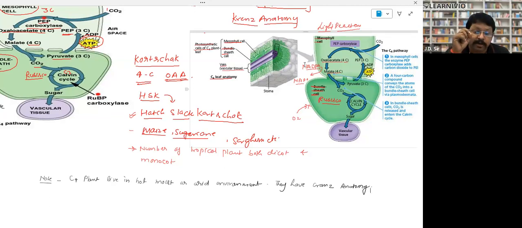You may get a 2-marker or 3-marker question. What is Kranz anatomy? Right. So there are chances. Sometimes they ask you what is the Kranz anatomy. They ask you what is the C3 cycle. What is the C4 cycle? These three questions are very important. Most important questions of this chapter.